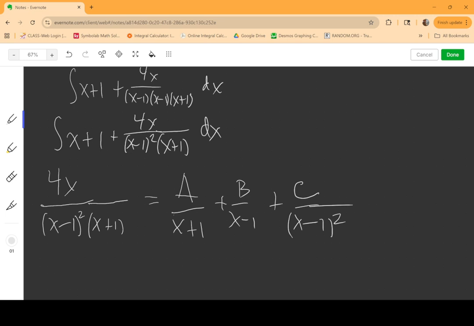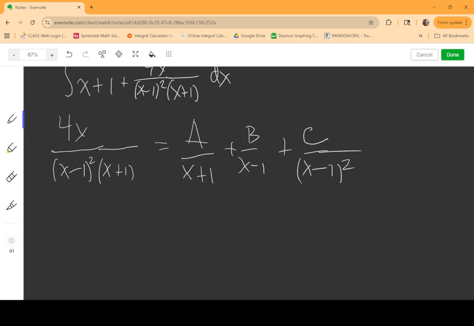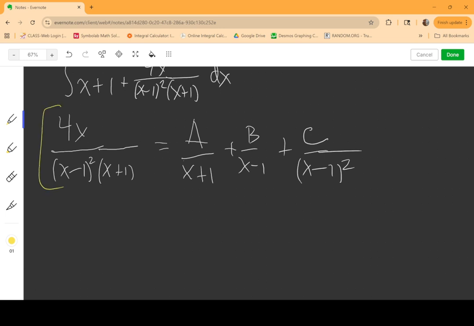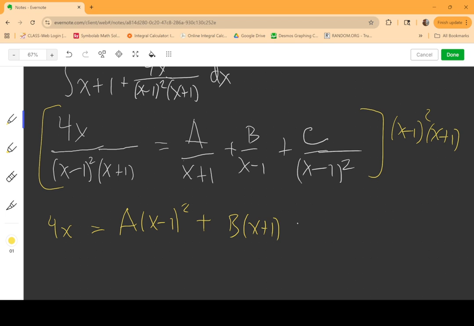Okay, and then from here, I go ahead and solve as I did before. I'll start off by first multiplying through by the common denominator, which is x minus 1 squared, x plus 1. All right, so if I multiply through, I'll get 4x on the left side. On the right side, the x plus 1 cancels, so we're just left with a times x minus 1 squared. And here we have b times x plus 1, x minus 1. All right, and then the last one, we get c times x plus 1.